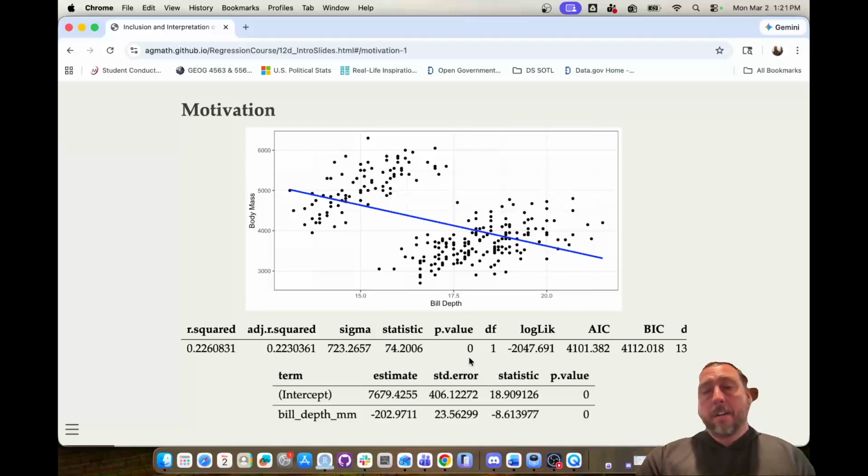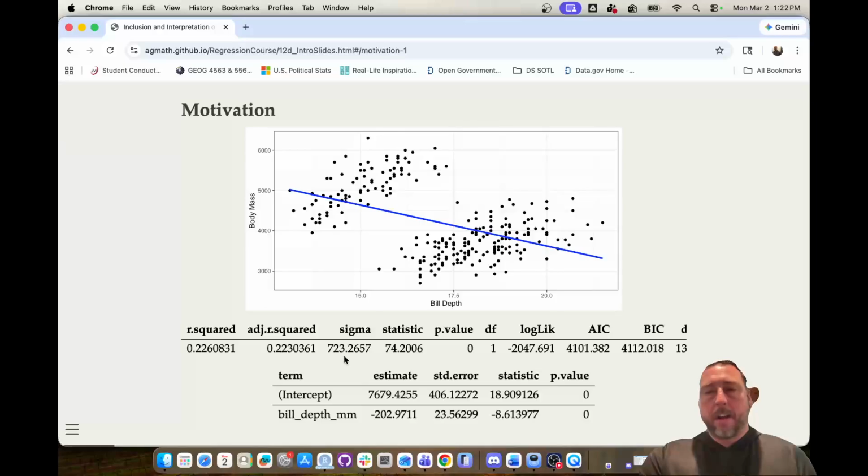Now, this model does have some utility. It's indicating that bill depth has some explanatory value in explaining penguin body mass. The adjusted R squared or the R squared values are reasonable for a simple linear regression model here. They're not outstanding by any means, but just accounting for differences in bill depth, we're able to account for around 22% of the variation in penguin body mass.